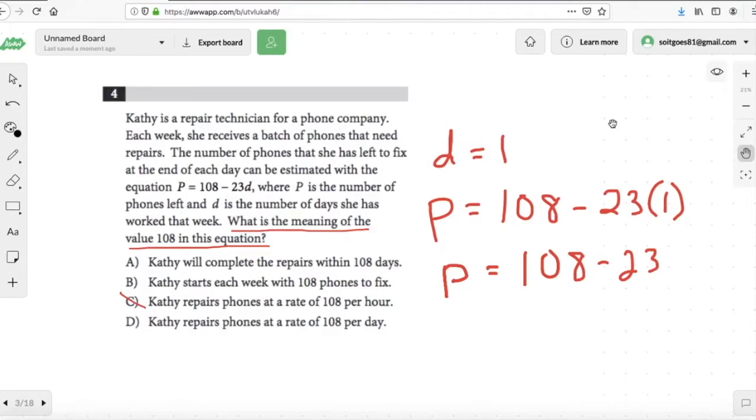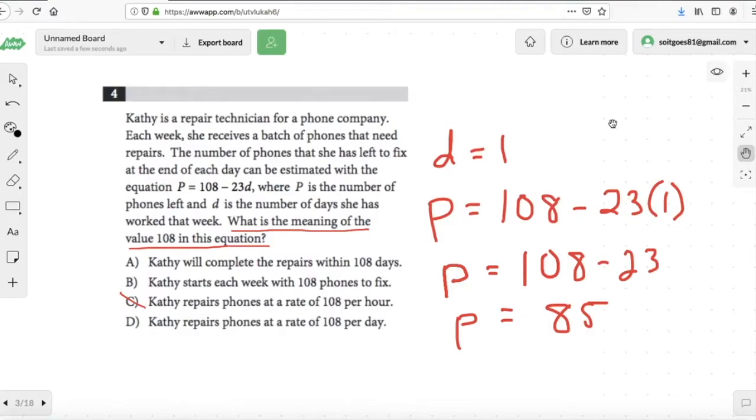Juliana, do you know what that equals? 85. Yeah, that's 85. Okay. Again, you could do the arithmetic there. It's not too complicated, but I'm just trying to save a little bit of time. All right, so let's think about this for a minute. This means after Kathy has worked 1 day, she has 85 phones left to fix. Does that make sense? Yes.